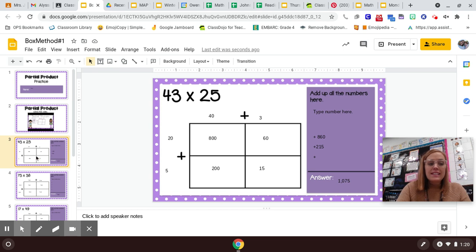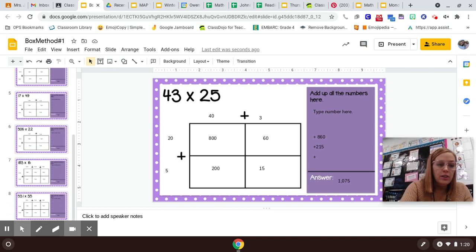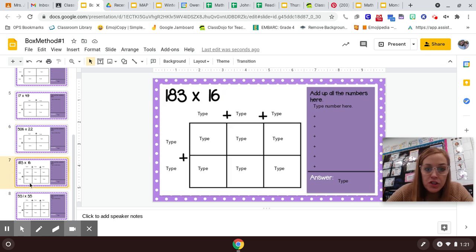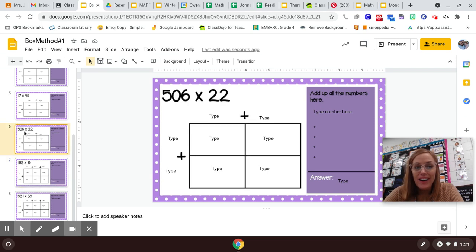So that is today's assignment. I think there's just a few slides, but you'll see if you scroll some that you're going to have some that become 3-digit. So you're going to have 3 boxes, right?